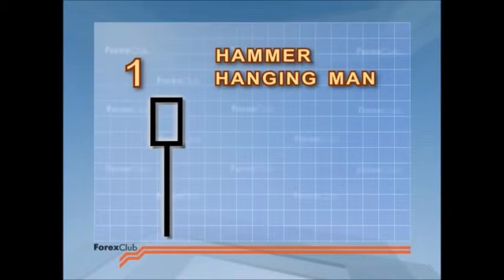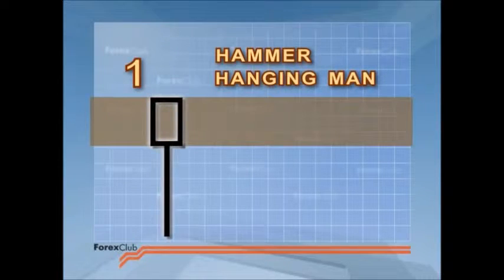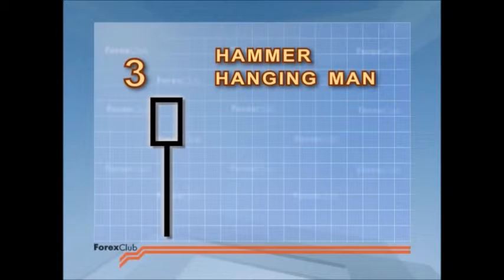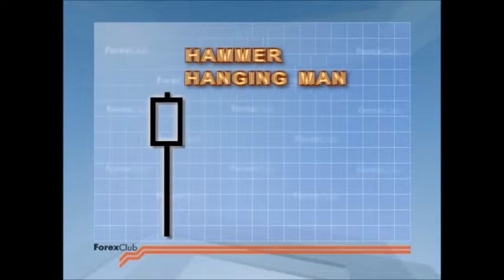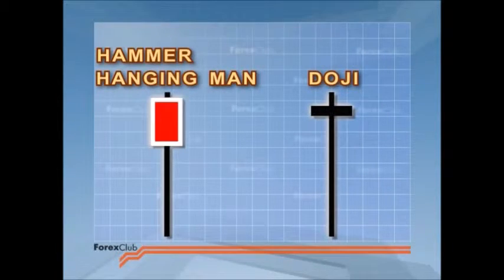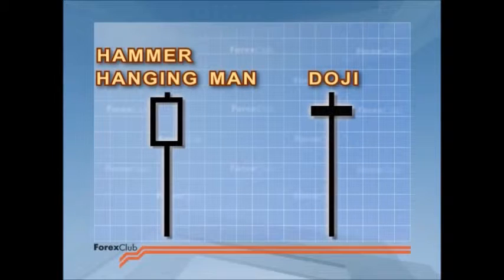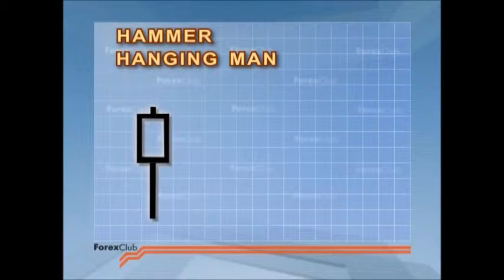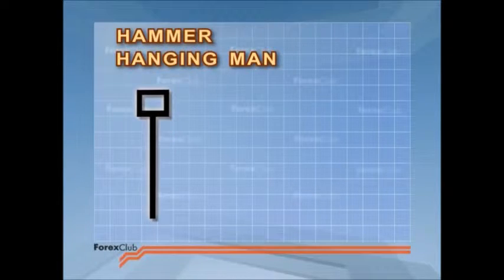1. The body is in the upper third of the price range. 2. The lower shadow is twice the length of the body. And 3. The candle doesn't have an upper shadow, or the shadow is very short. You'll have noticed that hammers and hanging men are very similar to doji. The main difference is that the hammer and the hanging man have bodies, albeit small bodies. They are bodies nevertheless. What we want are long lower shadows, short upper shadows and small bodies.